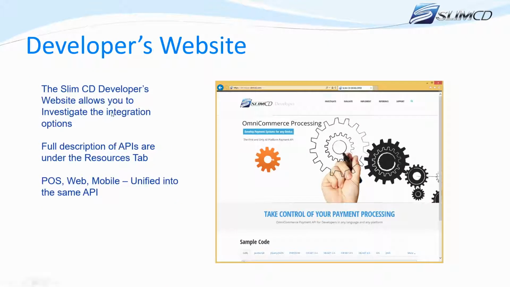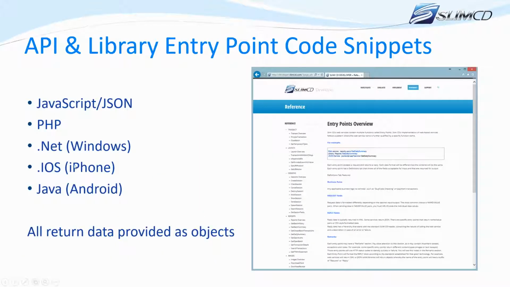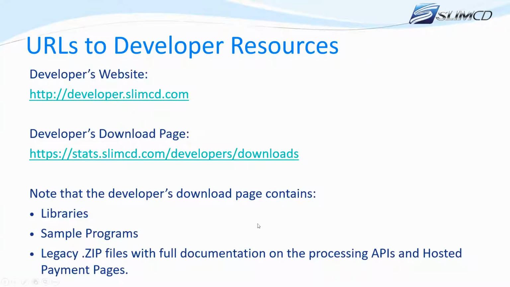Our developer web services are all on our developers website, which I've covered in a number of other videos. I'm not going to go into a lot of detail there, but certainly in the APIs you can see a lot of this information I'm talking about, how to format the name value pairs and where to put the information. So that's a very quick overview of a lot of the data fields that are available in the Slim CD web services.